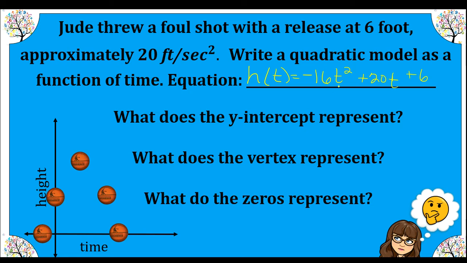So let's remember, t is for seconds, and h of t is our height. We can figure out any height by plugging in seconds, or if we know how many seconds go by, we know how high the ball is. The y-intercept in this situation represents the launch of the basketball at 6 feet. The vertex represents the number of seconds it takes the ball to reach the maximum height, and my positive x-intercept tells me how many seconds it takes for the basketball to hit the ground.